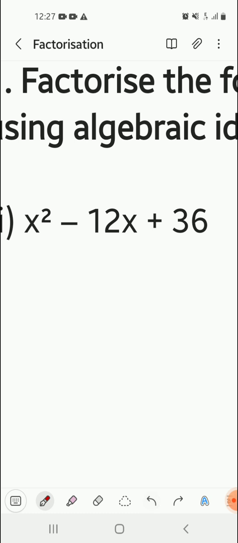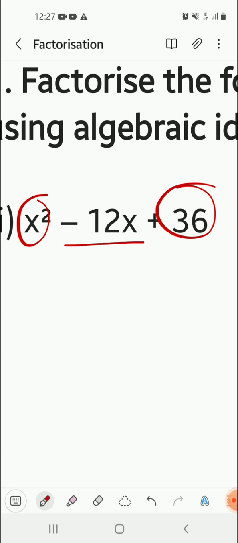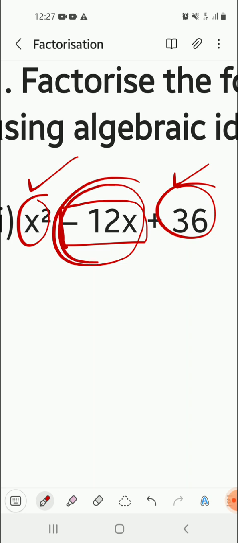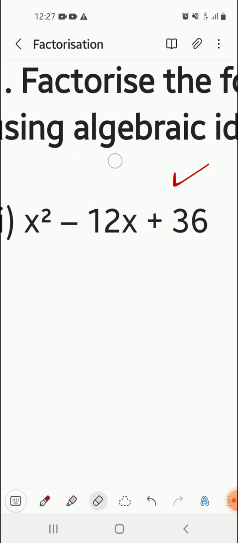The rule is, the first term and the second term, whatever numerical coefficients we have, we use the multiples of those numerical coefficients, and break up the third term, and that is known as the middle term factorization. So we will use these two, and using these two we are going to break up this middle term. Now in simple words, see here, x square means there is 1 and 36. So we have got 36.